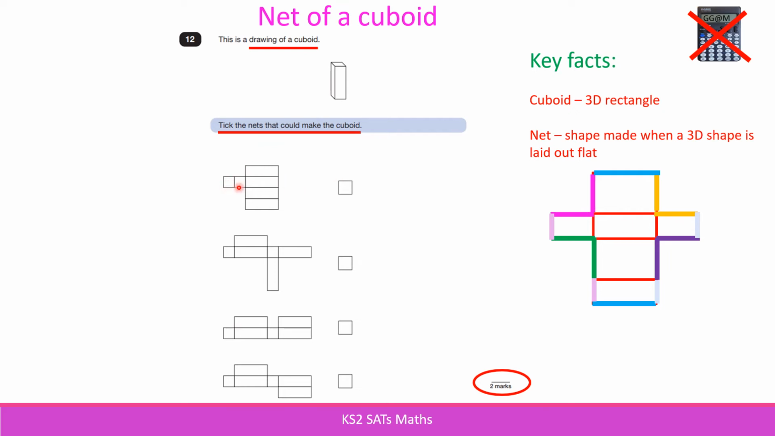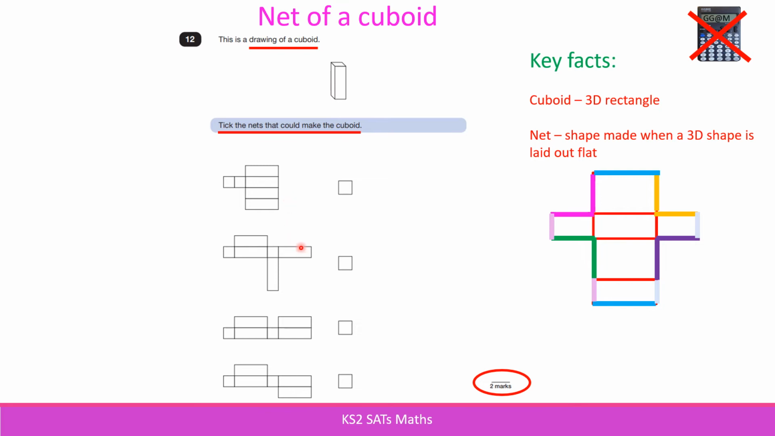So you've got 2 small squares. Now the 2 small squares in this case are the top and the bottom. And you can see the top and the bottom are not connected to each other. So because the top and bottom aren't connected to each other, they can't be next to each other in this diagram. So this first one is not a net.